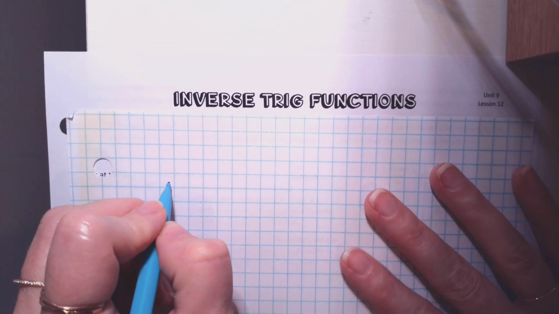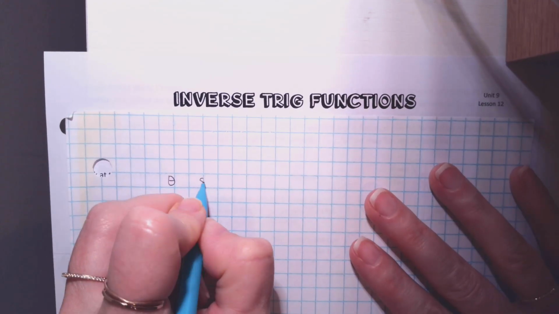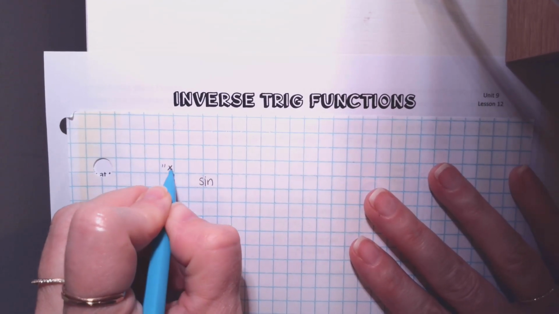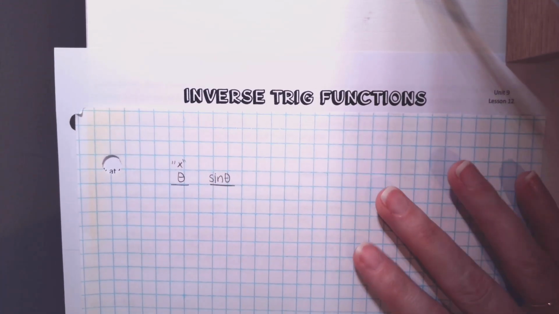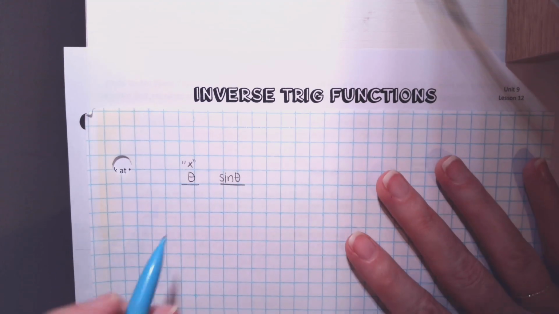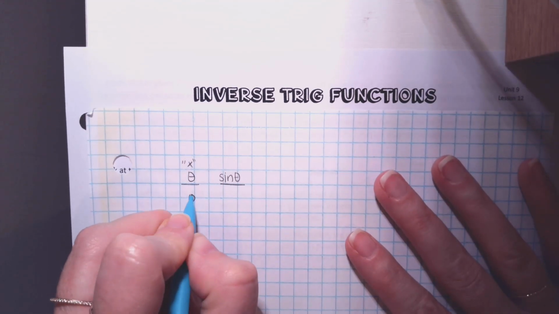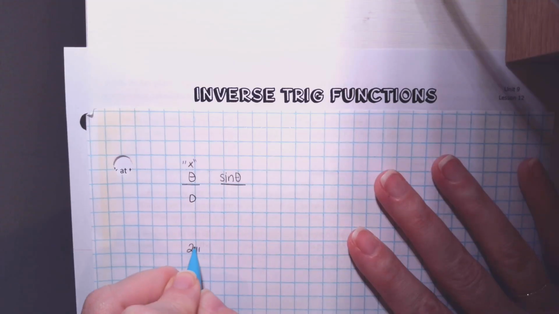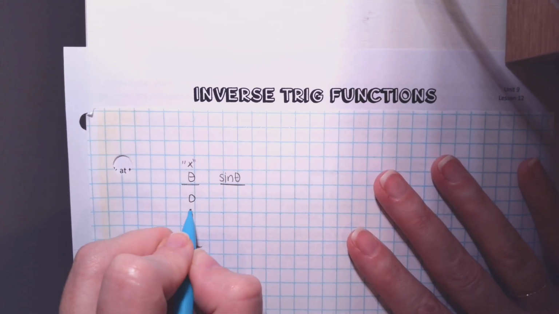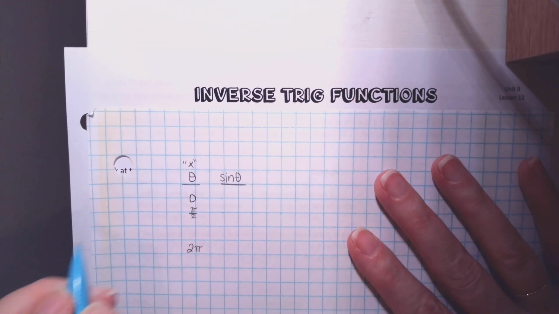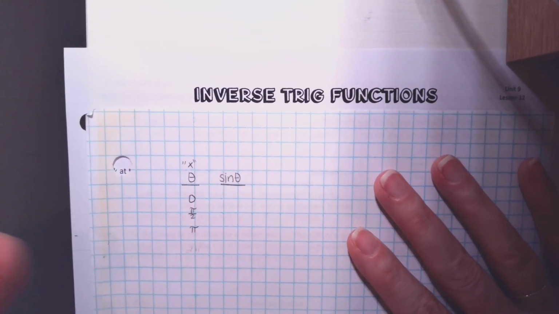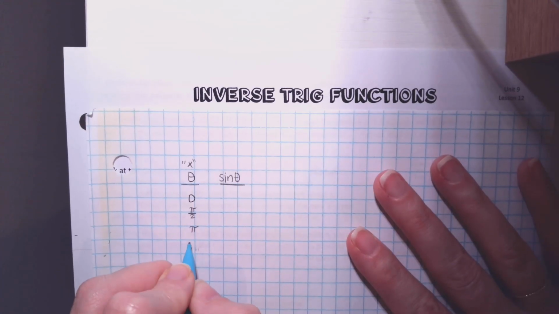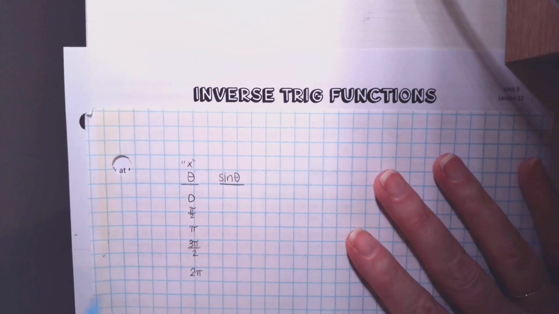So I'm going to start by just listing out the original sine values. We have theta, which is like the x, and then we have sine of theta. I'm going to start with the same key points that we started with when we were normally graphing sine. Normally graphing sine, we go from 0 to 2 pi, and we increase by pi over 2. So the next one would be pi over 2, and then we'd have pi, and then 3 pi over 2, and then lastly we would have 2 pi.